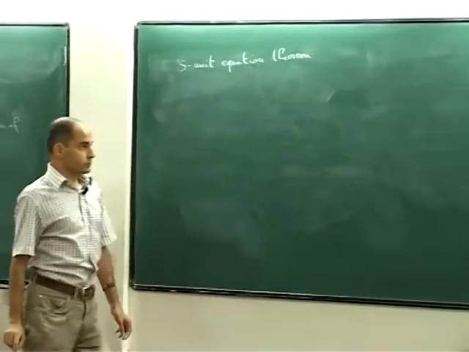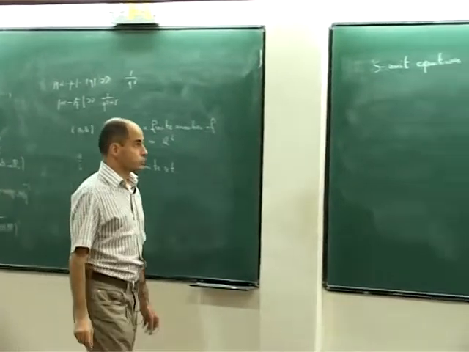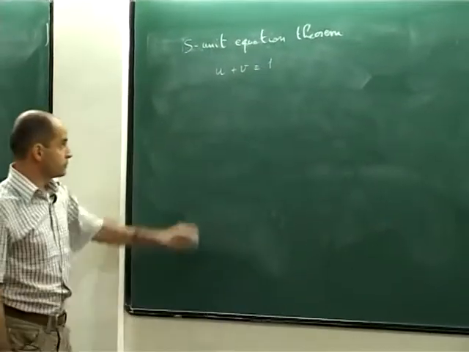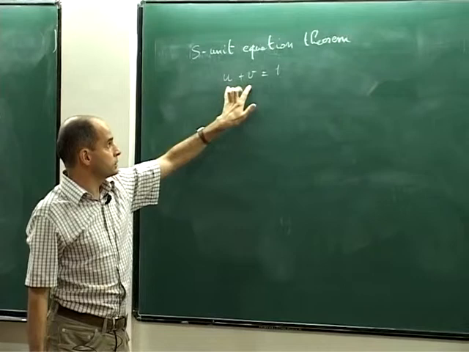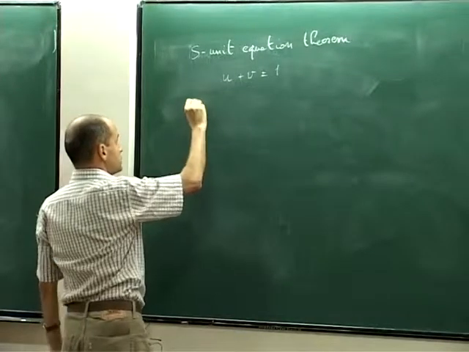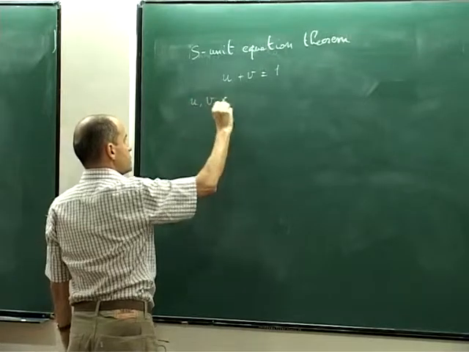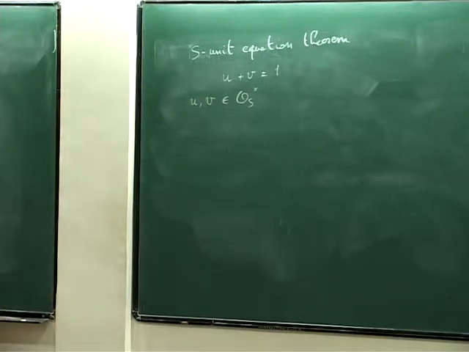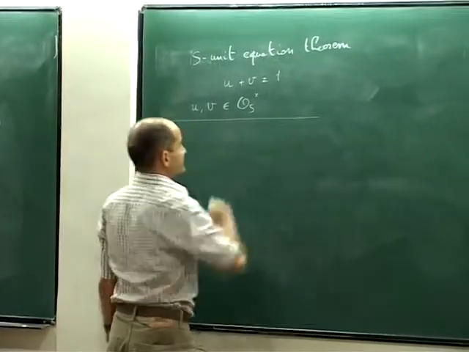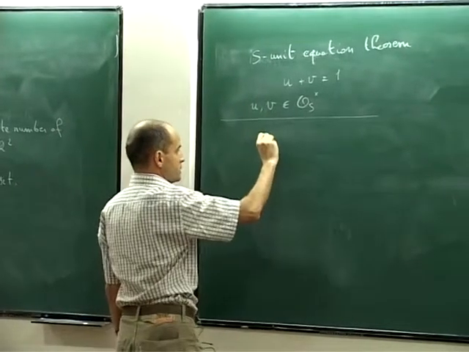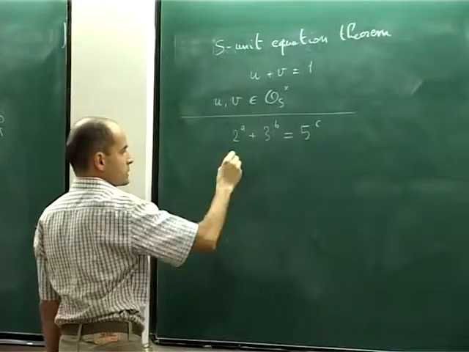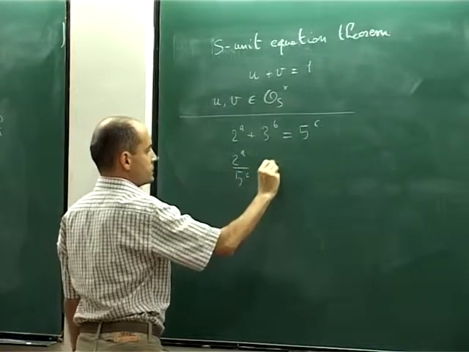The S-unit equation theorem can be deduced from the subspace theorem. Let's consider the case of two variables. Recall that we are interested in the equation u plus v equals 1, where u and v are S-units. And I said that there are only finitely many solutions. There was a special case, the equation 2 to the a plus 3 to the b equals 5 to the c, for instance, which after dividing by 5 to the c reduces to this one.